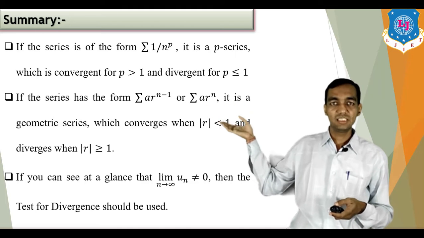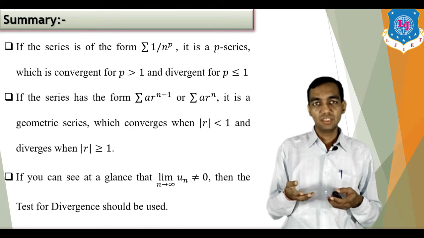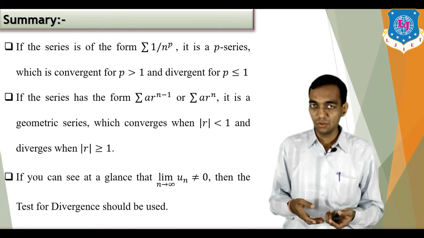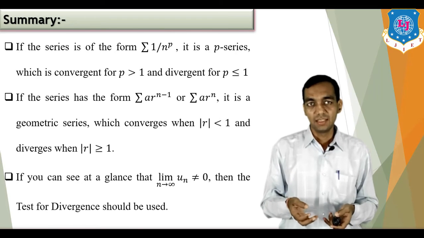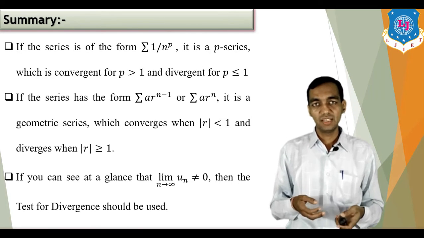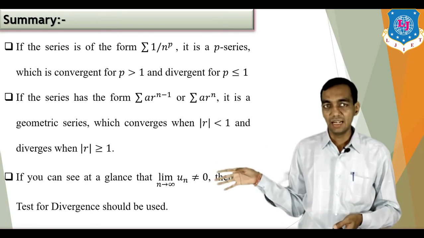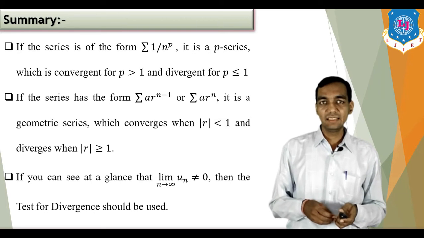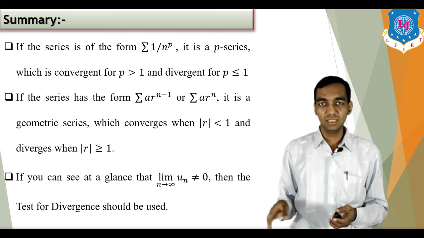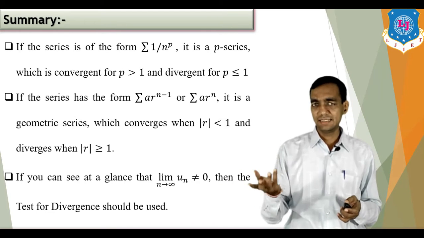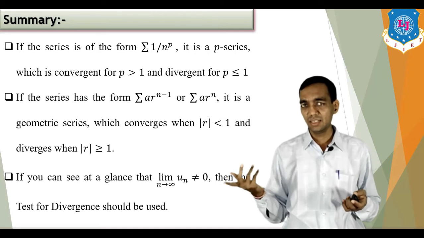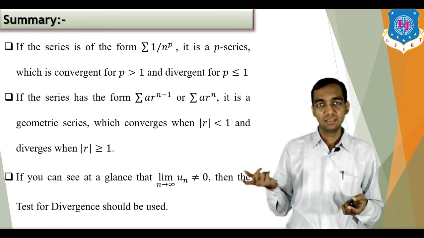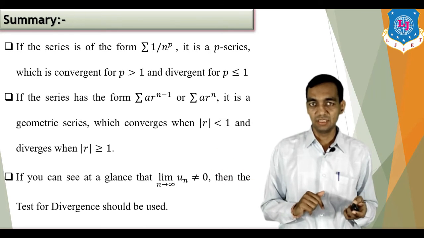In the same manner, if the given series is a geometric series with ratio r, that means if it is of the form sigma a r raised to n minus 1 or sigma a r raised to n, then we are also aware that a geometric series converges for mod r less than 1 and diverges for mod r greater than or equal to 1. Now, by seeing un, you can directly check whether the limit of the nth term is 0 or not. If it is non-zero, then by the test of divergence, you can tell that the series is divergent.